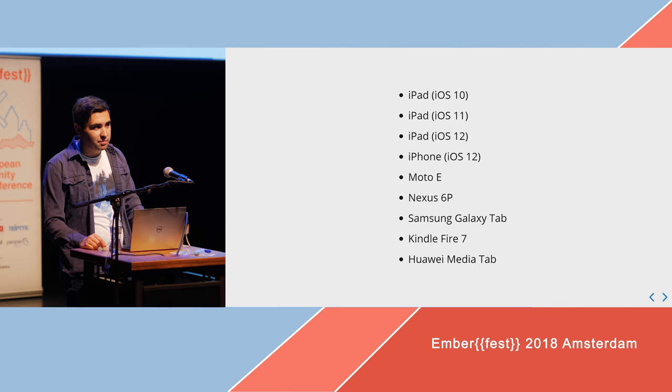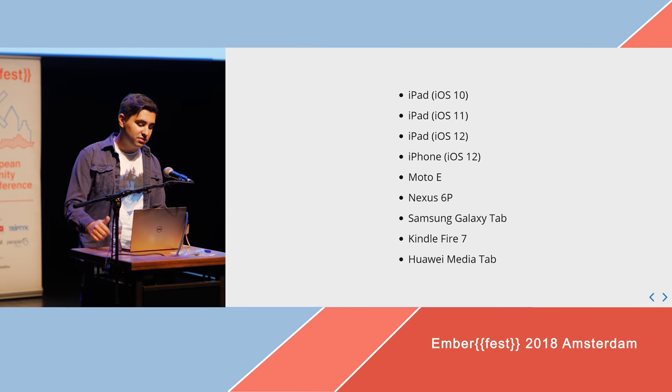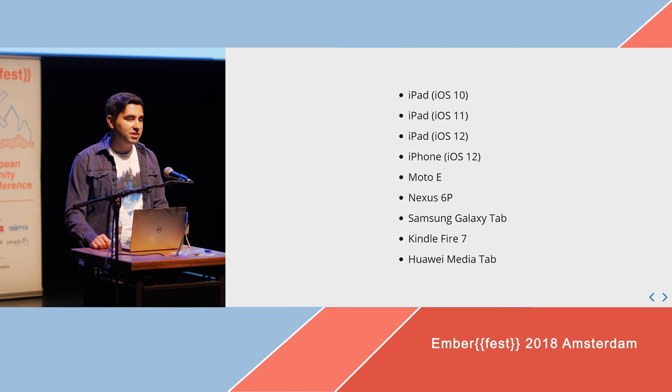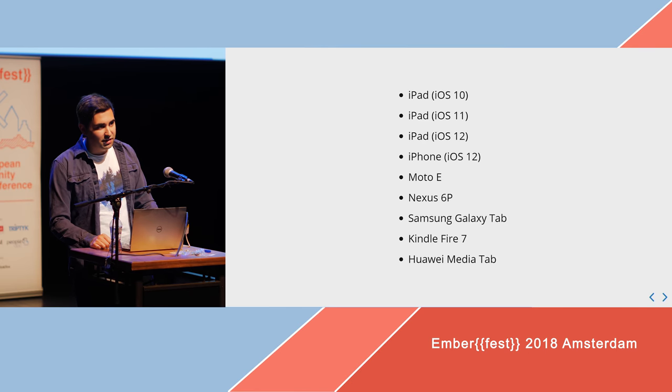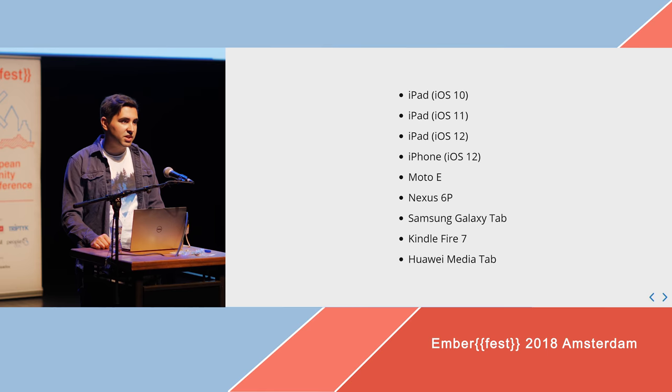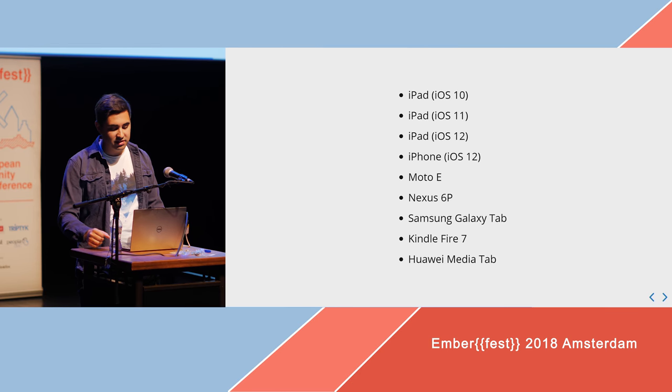So we ended up buying a bunch of devices. We have 3 iPads running different versions of iOS, all the ones we support, an iPhone, a low-end Android phone, a mid-end Android phone, a Kindle Fire, and 2 Android tablets. And we test all our updates on all these devices. It's kind of annoying and kind of expensive, but it's really the only way to ensure that what we actually ship to our customers is what we want them to experience.